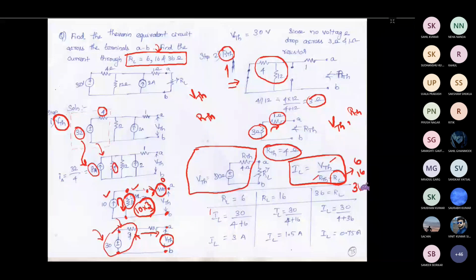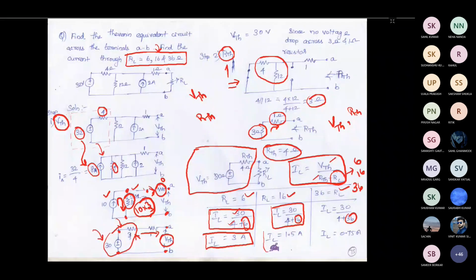So you can see here RL is equal to 6 ohm, RL is equal to 16 ohm, RL is equal to 36 ohm. So here you can see IL is equal to 30 divided by 4 plus 6. Here IL is equal to 30 divided by 4 plus 16. So this 30 is VTH, this 4 is RTH, and this is the load resistance. That alone is going to change. So directly I can find the current without resolving the circuit again and again. Okay, I used a simple procedure to solve the circuit, and I found the equivalent Thevenin resistance and Thevenin voltage.